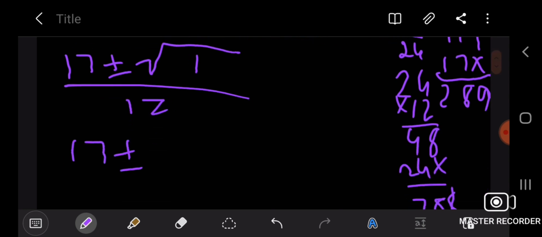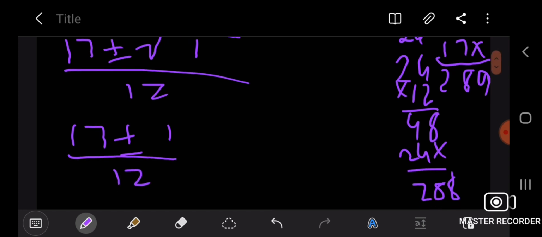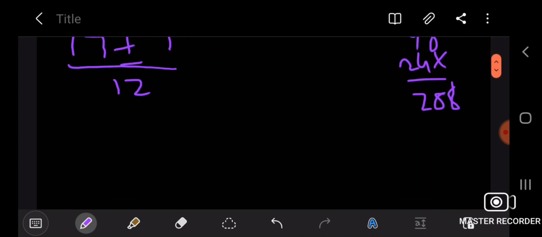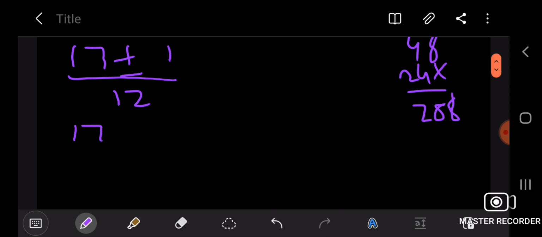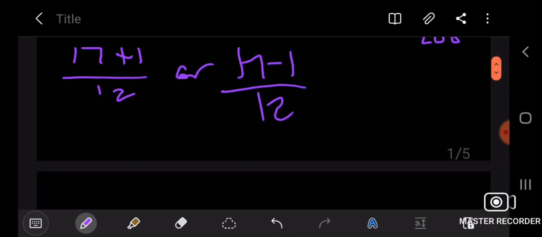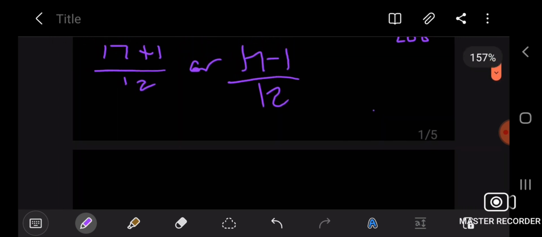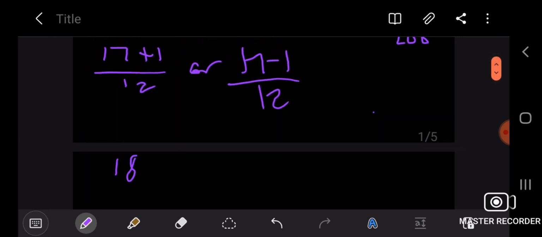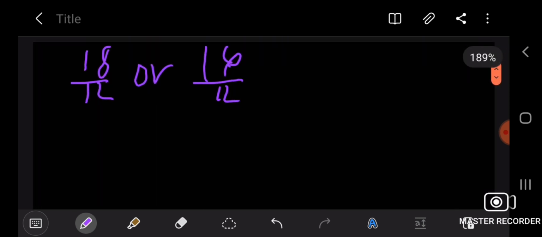Now this is where you're going to have to separate your equation into two equations. Oh yeah, and the square root of 1 is 1. I'm so sorry. So you're going to have 17 plus 1 over 12 and 17 minus 1 over 12. 17 plus 1 is 18 over 12, and you can simplify that, or 17 minus 1 over 12 is 16 over 12, and you can simplify both of them.